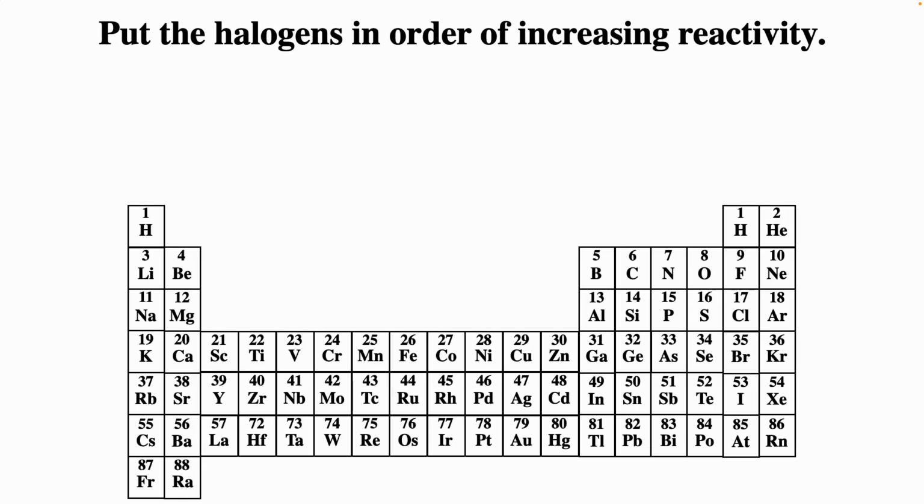And so an interesting question we could ask is, put the halogens in order of increasing reactivity. And so the halogens go from fluorine to astatine. Now if we think about it, they tend to react by gaining electrons. Now if we think about our periodic trends, as you go up and to the right, they're smaller, they want to grab the electrons. And so of the halogens, fluorine should be the best at gaining electrons.